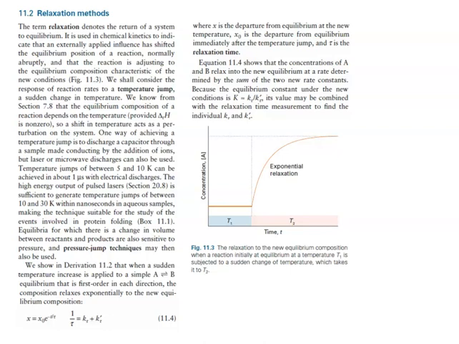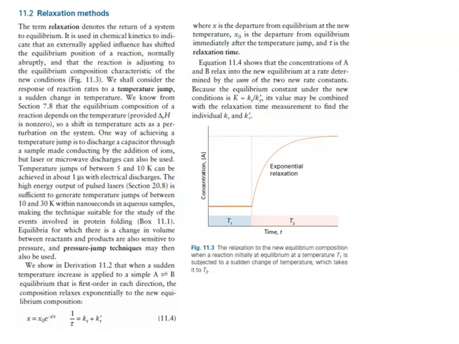The term, in this case, relaxation, denotes the return of a system to equilibrium. It's used in chemical kinetics to indicate that an externally applied influence has shifted the equilibrium position of a reaction, normally abruptly, and that the reaction is adjusting to the equilibrium composition characteristic of the new condition. And this is going to be shown in figure 11.3, which we might as well just jump to now.